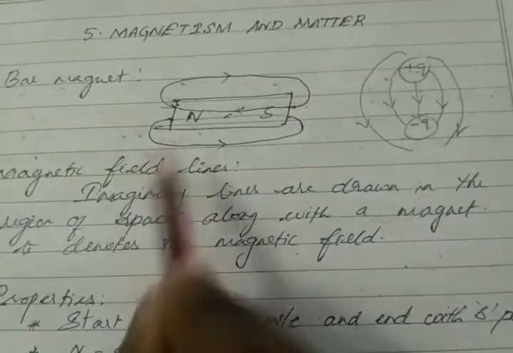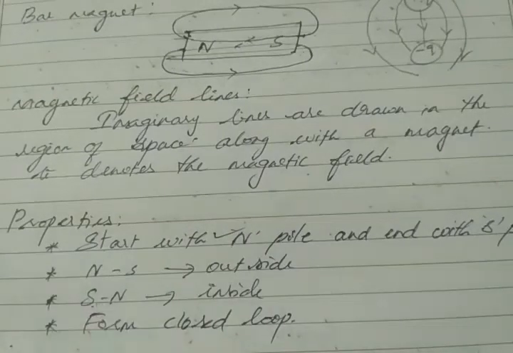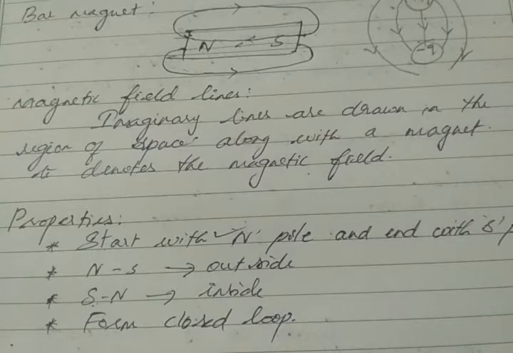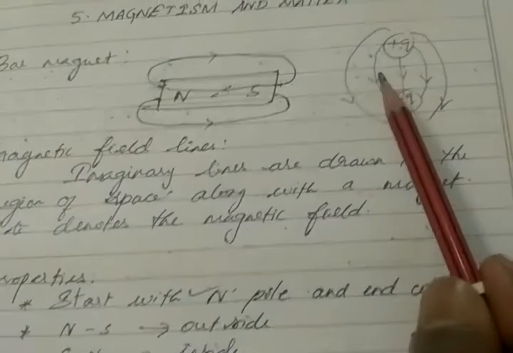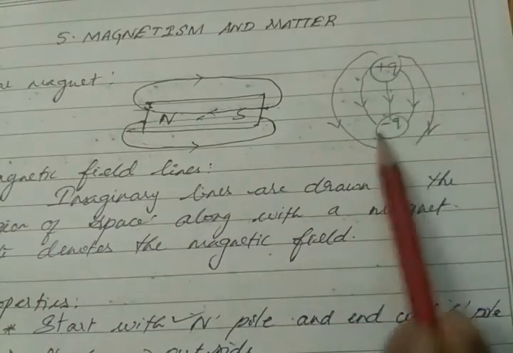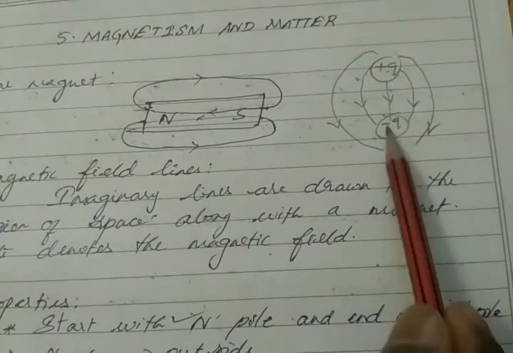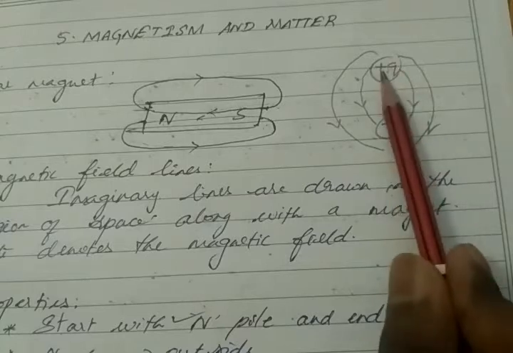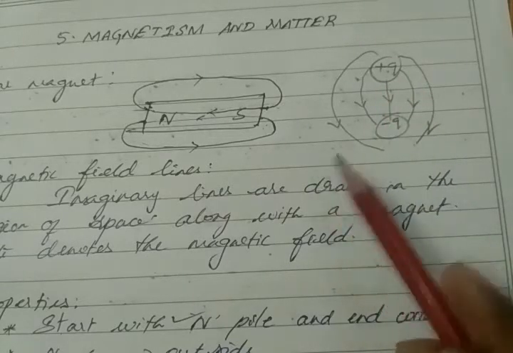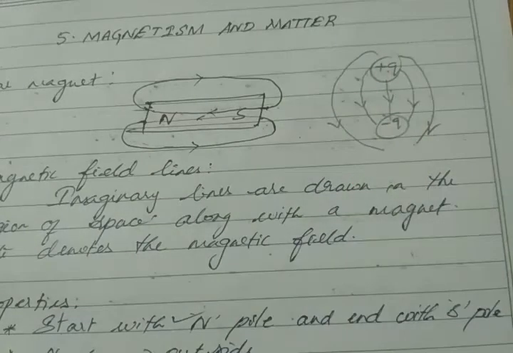So similarly, magnetic field lines start with north and end with south outside. Inside, they start with south and end with north. So magnetic field lines always form a closed loop. But electric field lines do not form a closed loop, right? Because they start here and end here. They never again start here and end here. It never starts with a negative charge. It always starts with a positive charge and always ends with a negative charge. So electric field lines never form a closed loop.